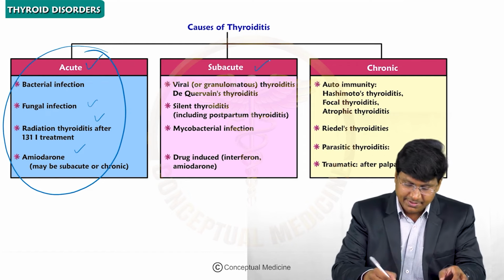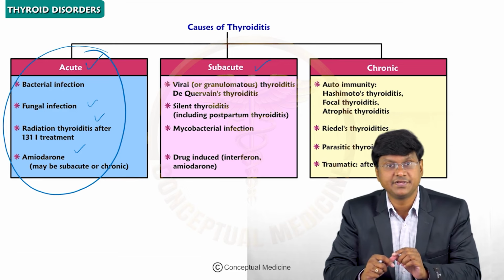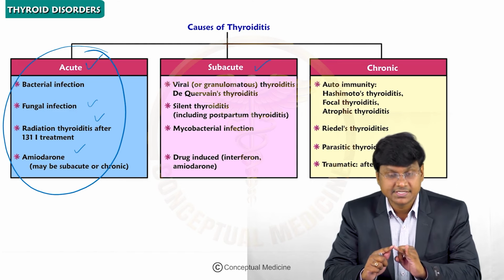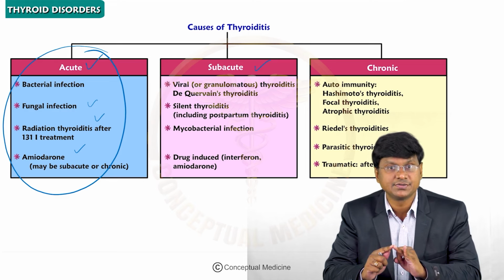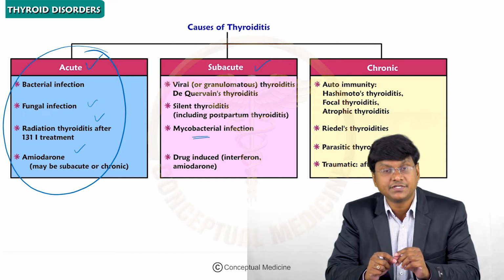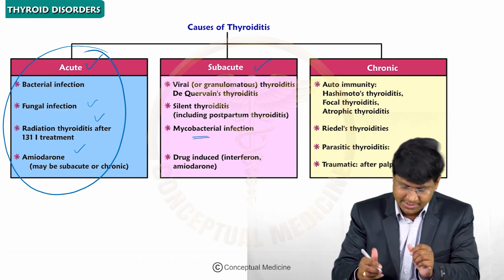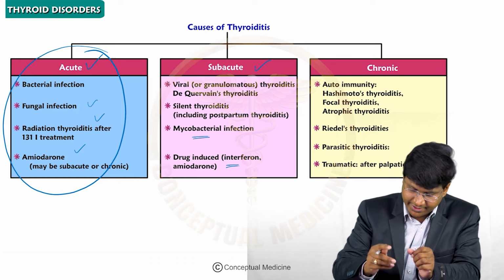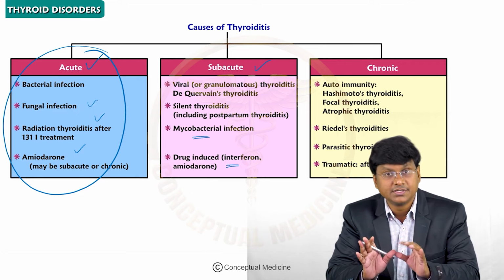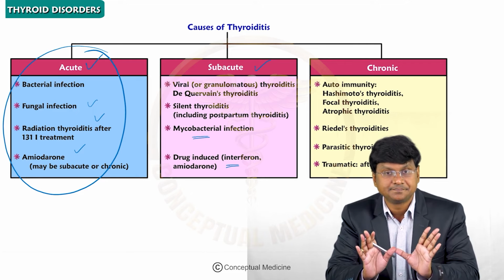But if you take subacute thyroiditis, which is of less severe form, that is secondary to viral infection, right? That is de Quervain thyroiditis. Next, silent thyroiditis, right? Which is nothing but postpartum thyroiditis or lymphocytic thyroiditis. Then secondary to mycobacterial infection, you can have thyroiditis. And next, drug-induced thyroiditis, that is interferon or amiodarone. So that is about subacute thyroiditis.